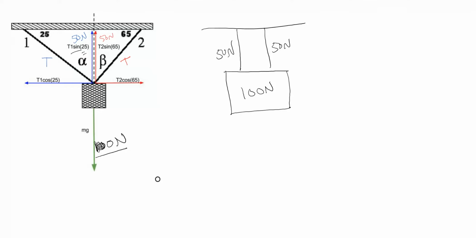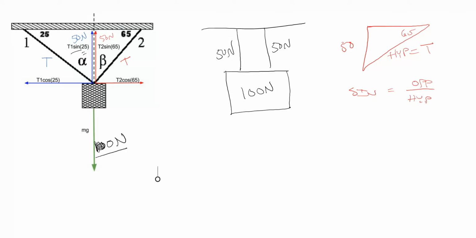So if I'm looking at my triangle, we'll do the beta first. So here's my triangle drawn out. I know this is 50, and I know this angle is 65, and I'm looking for the hypotenuse, which is equal to the value of tension in newtons. So here, I'm going to set it up. I have an angle. I'm looking for the opposite over the hypotenuse. So I'm going to use sine.